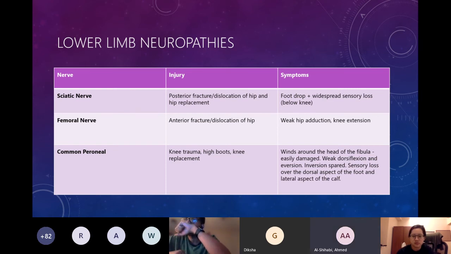It's a very specific thing, annoyingly, but has come up, and consultants do tend to love it. I know Bainan loves this. If somebody can't invert or evert, they've got sensory loss around the common peroneal nerve's distribution, they've got foot drop. Remember, inversion is usually spared in a common peroneal nerve palsy.